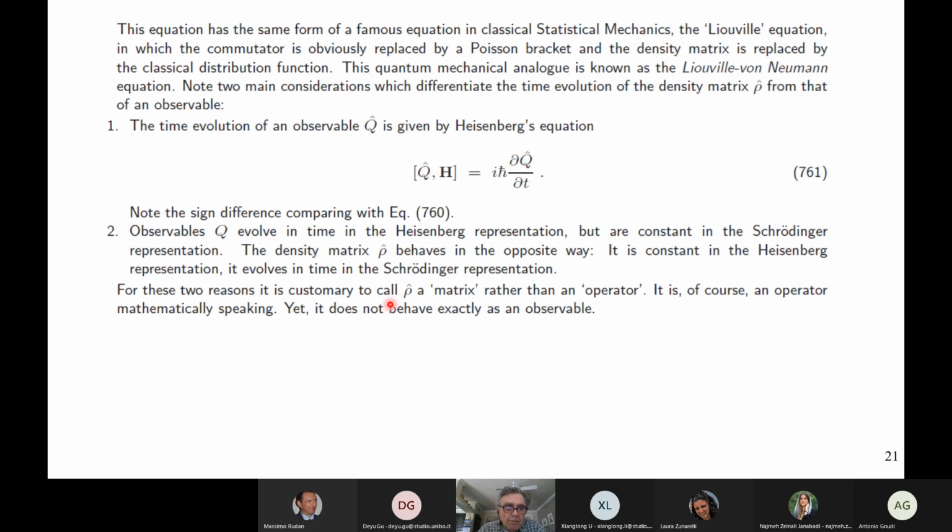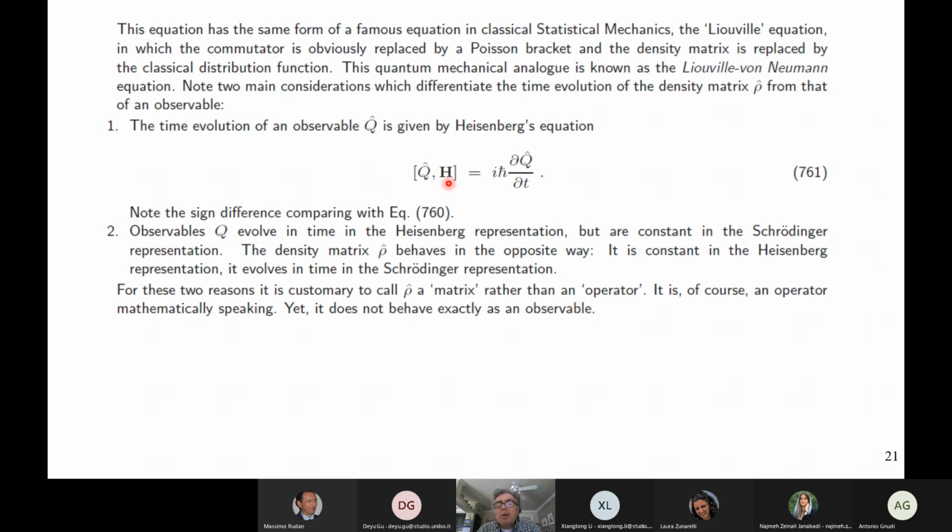Okay, so these are the two reasons why I rather call it a matrix rather than an operator. Although somebody calls the matrix density operator, that's fine. I mean, it's terminology, but using the term matrix reminds me that there is this difference, and we're going to use it because we're going to use an interaction picture now.